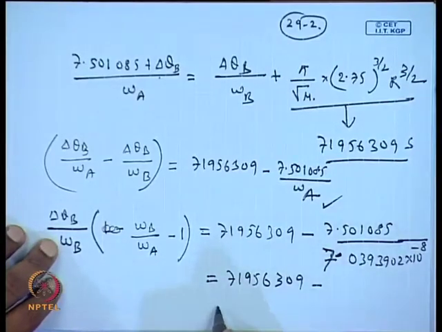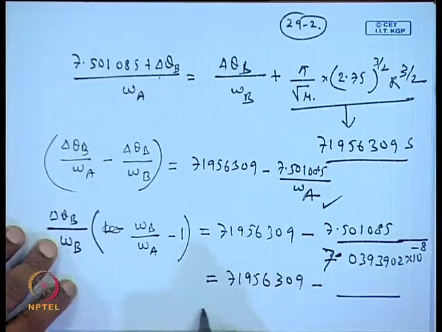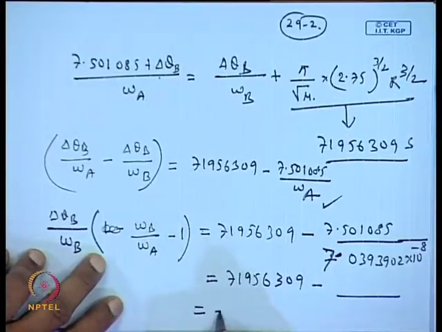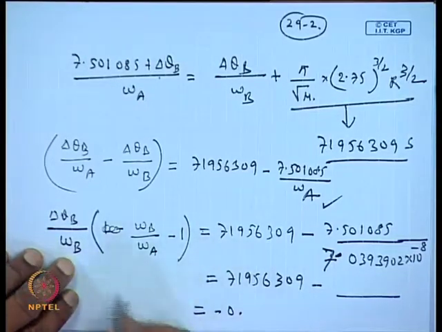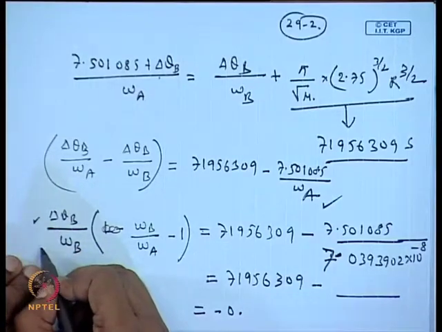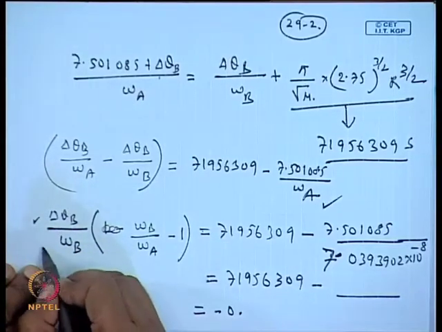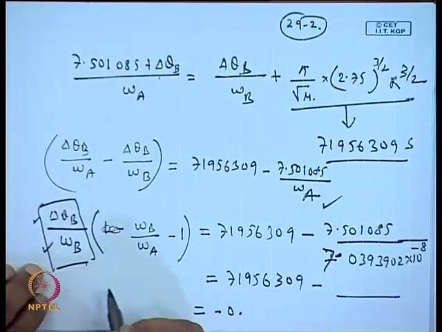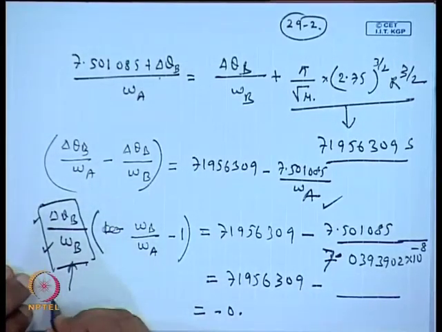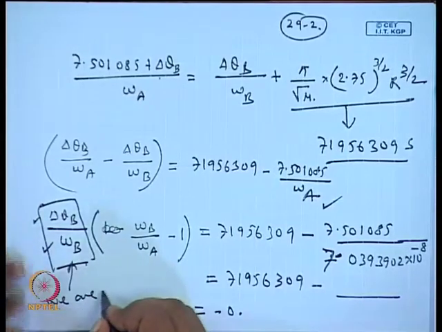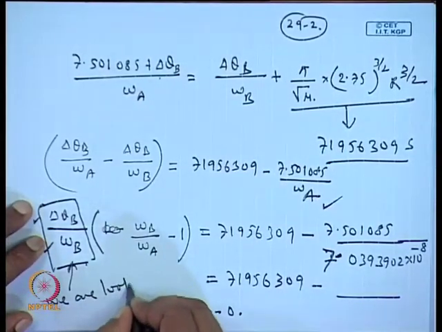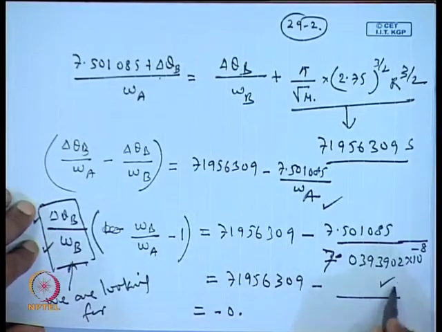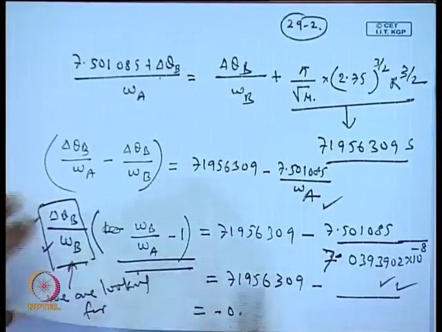Okay, and after dividing this, once we compute this quantity, this will turn out to be minus 0 point something. So, here delta theta B and omega B are to be worked out. This is the quantity we are looking for. Okay, so we need to compute this quantity and also we need to compute this quantity.